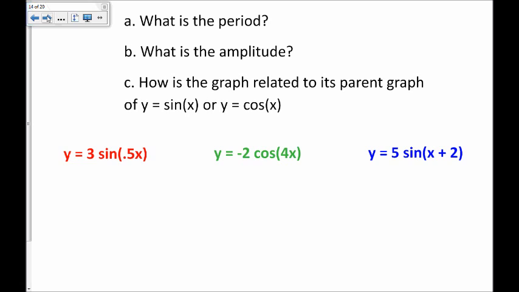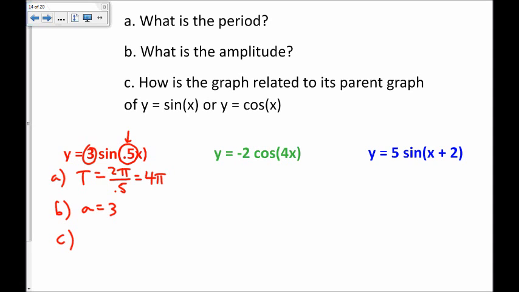In this first one, A, what is the period? Well, we get that from this 0.5. And the period is equal to 2 pi, that's the general period for the sine graph, divided by this number down here, right here, this 0.5. And that gives me, now 2 pi divided by half is 4 pi. Okay, and so the period of this graph is 4 pi. B, the amplitude is this number right here, 3. So the amplitude is 3.